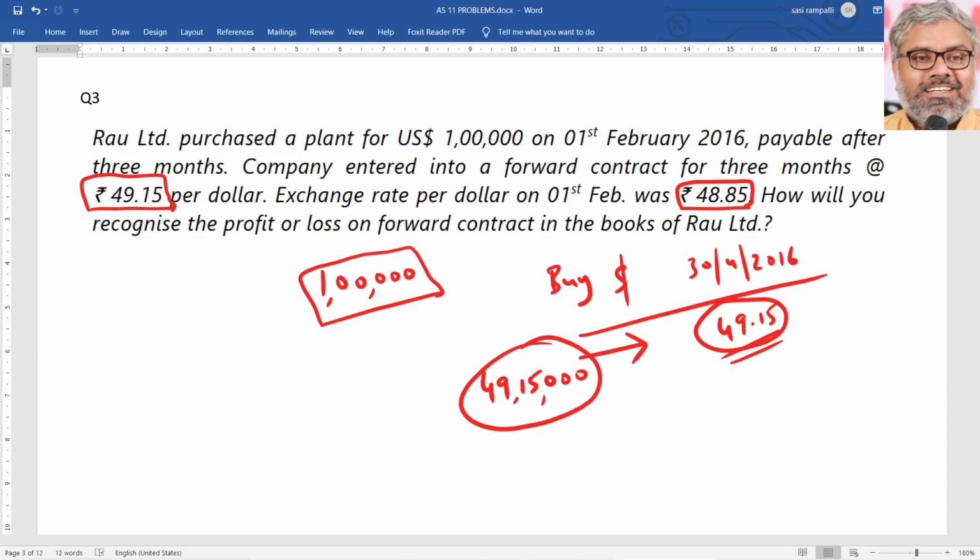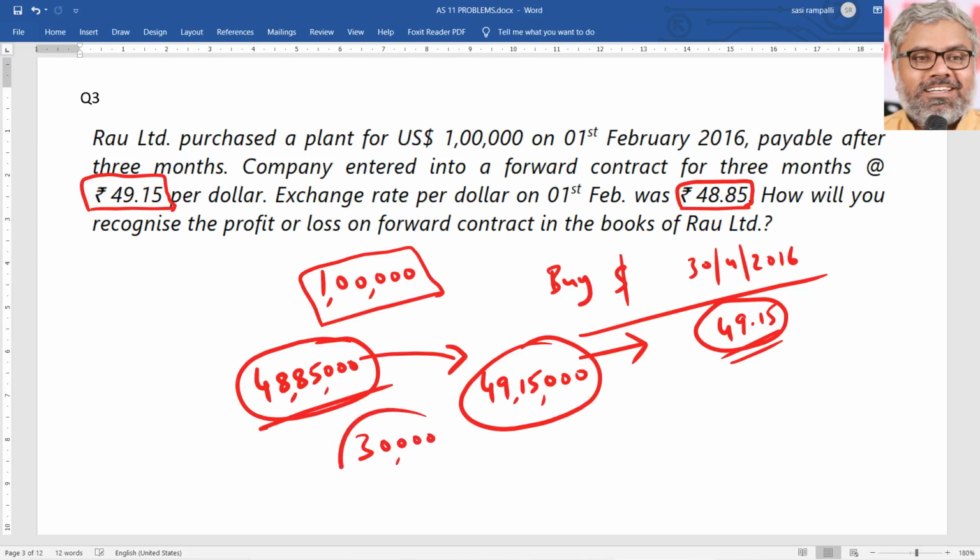So, on the date of transaction, they were supposed to actually pay 48.85 lakhs only. But now, on the date when the forward contract is settled, 49.15 lakhs they have to pay. How much is the difference here? 49 lakhs 15,000 minus 48 lakhs 85,000. The difference is 30,000. Is this not a loss? Yes, it is a loss.